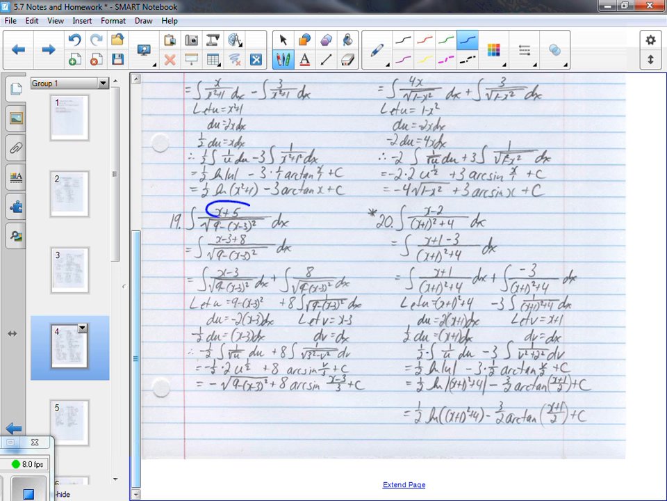So if I take that x plus 5, and I rewrite that as x minus 3 plus 8, because negative 3 plus 8 is 5, then I can divide it up into two separate fractions. So I can do the integral of x minus 3 over the denominator dx plus the integral of 8 over the denominator dx. Yeah, Alex?